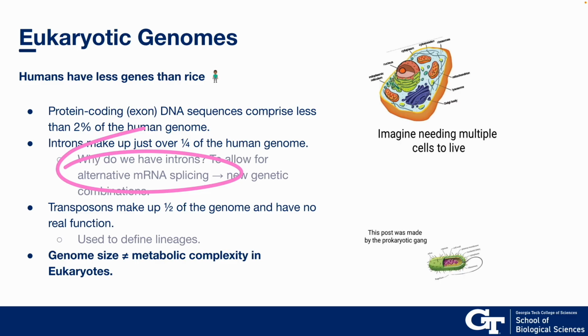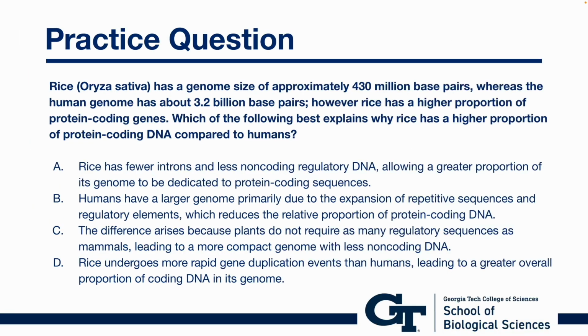And that leads us to the point that I made on the last slide, which is that genome size does not equal metabolic complexity in eukaryotes. And then we have this practice question about rice, where rice has a genome of 430 million base pairs. The human genome is 3.2 billion base pairs. What a crazy difference. But rice has a higher proportion of genes. Why is this?